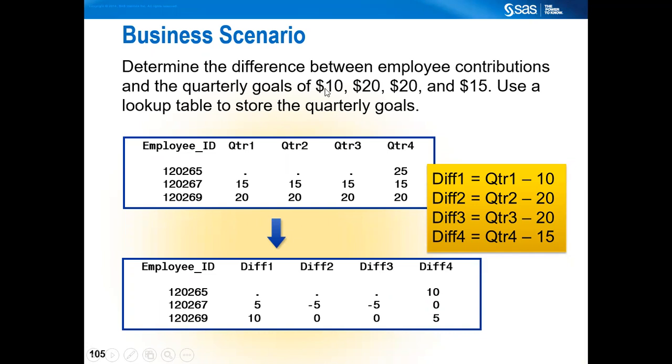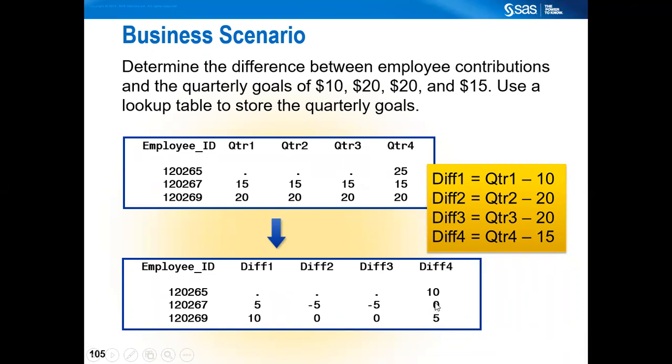Whereas here the goal is 10, then for the second quarter it is 20, the third is 20, and the fourth quarter is 15. So this is how you give the values. With this instruction, you get this information. For the last quarter the goal is 15 and the contribution is also 15, so the difference is null. Hence it's going to be 0. All right, getting it now?